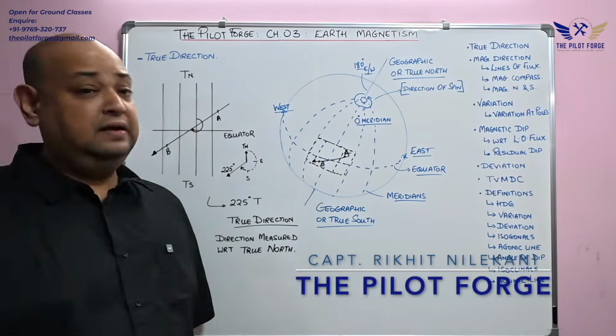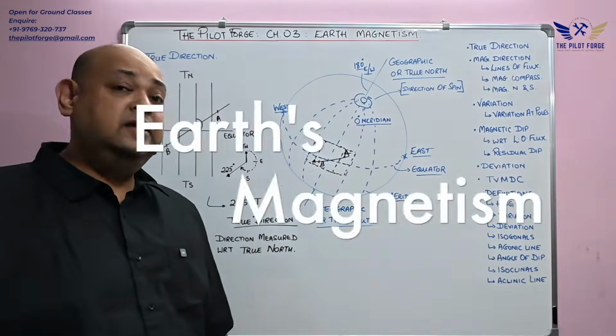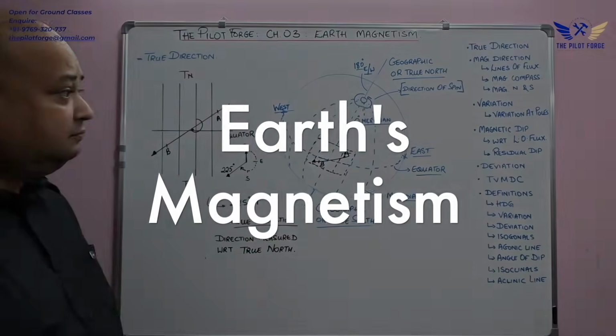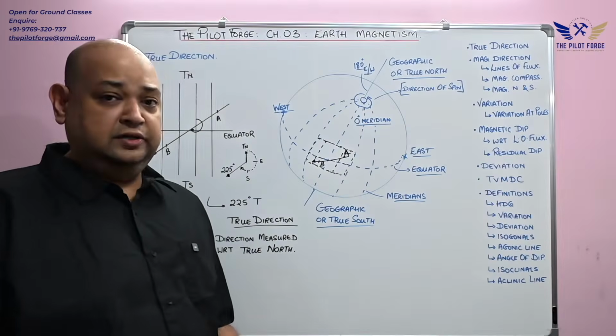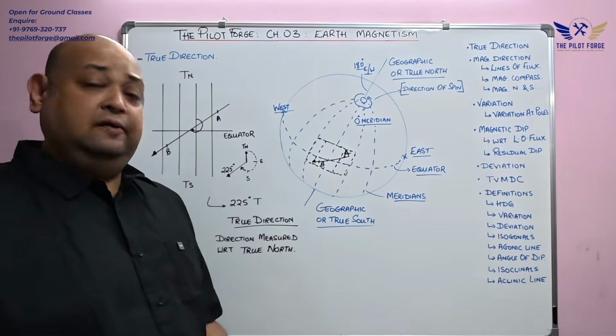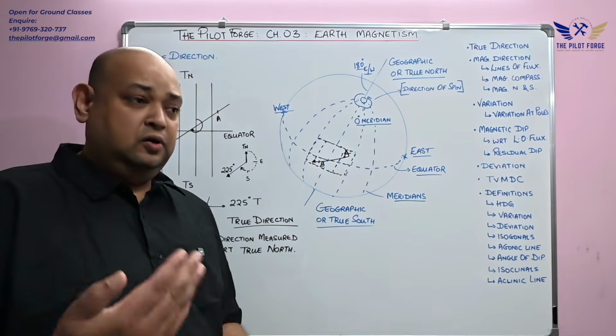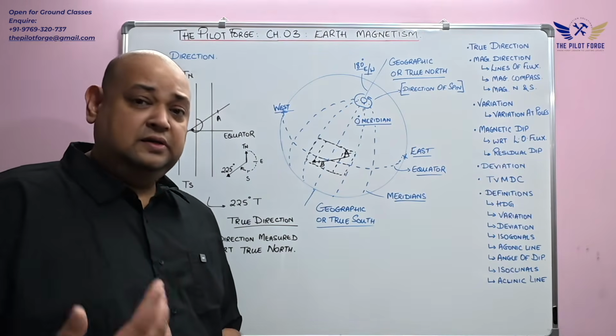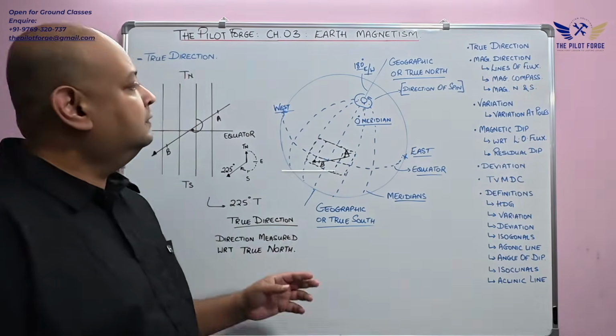We're doing some more navigation with chapter 3, Earth Magnetism. Now, we begin with true direction because we need to make sure that we remember a little bit from the last two chapters. If you don't remember too much about it, pause the video, take a look at the previous chapters. They're already there on YouTube.